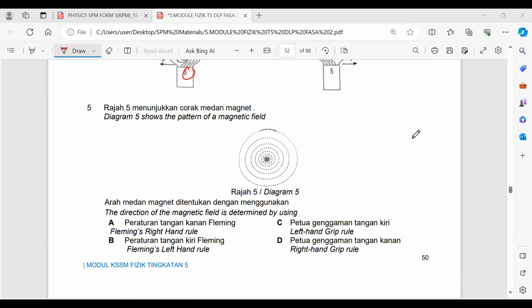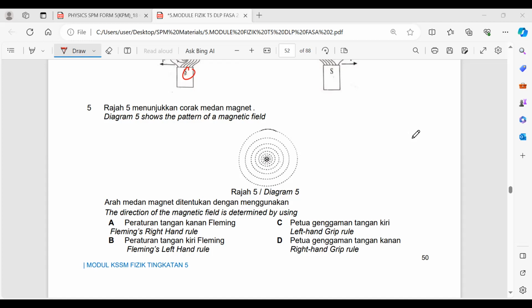There are about 6 MCQ questions, I think. We will try the 6 MCQ questions, then we will do some of the structure questions. Diagram 5 shows the pattern of magnetic field.